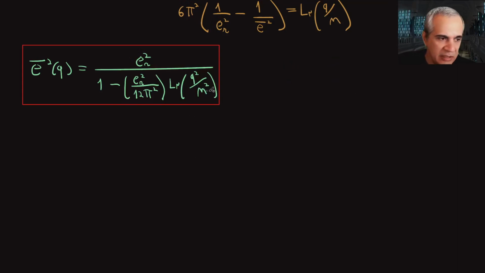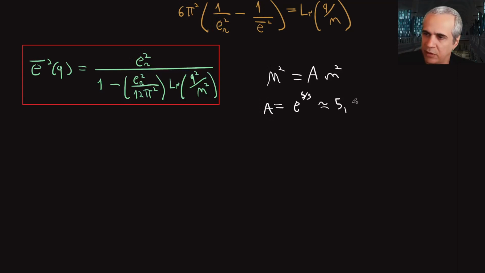So that's one difference. The second one, we didn't really make the massless approximation over there, but you see that you can go back to that answer just by choosing this scale to be proportional to the electron mass by some constant A, right? Which is the exponential of 5/3. This is approximately 5, right? Which means we're just 5 times above the electron mass, which justifies our massless approximation here, right?